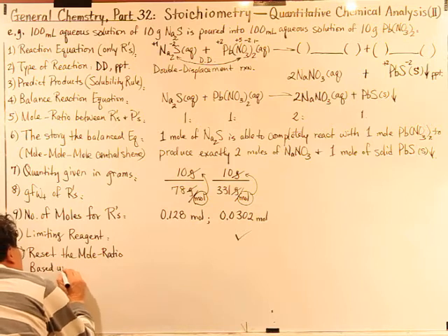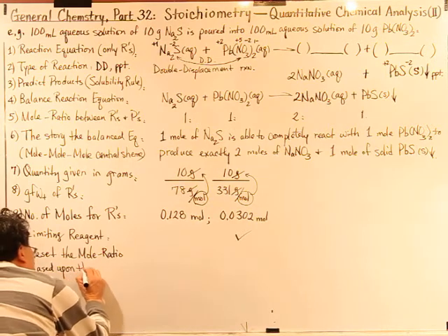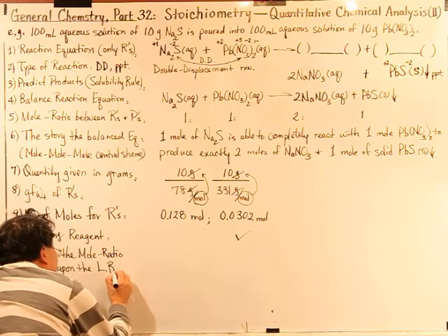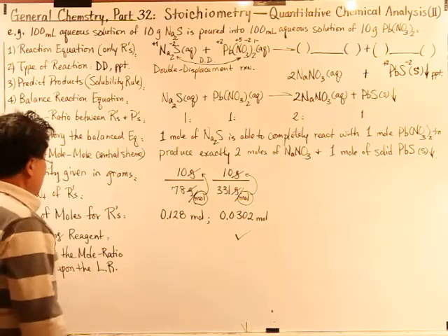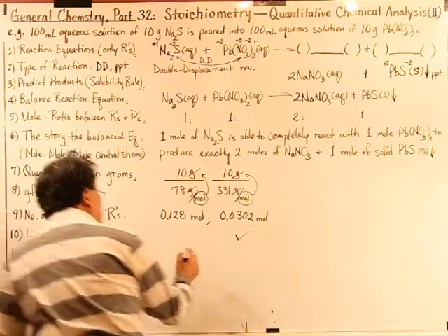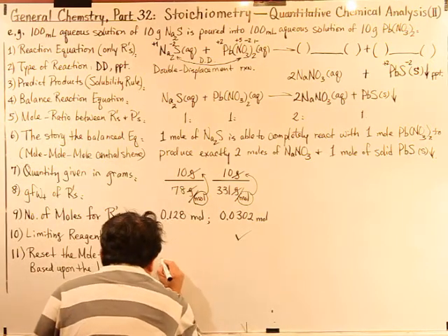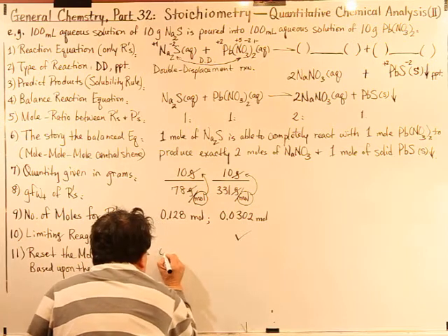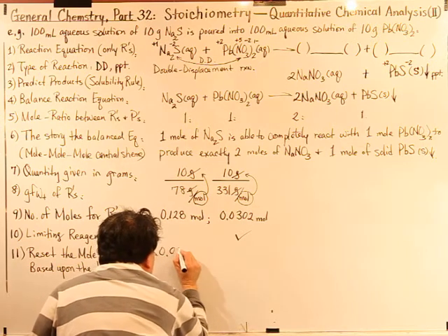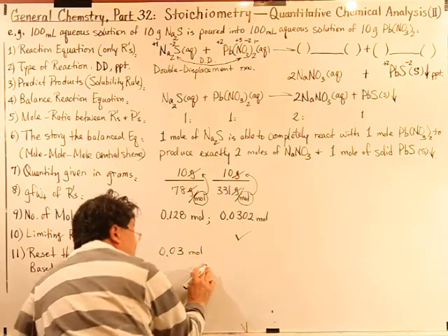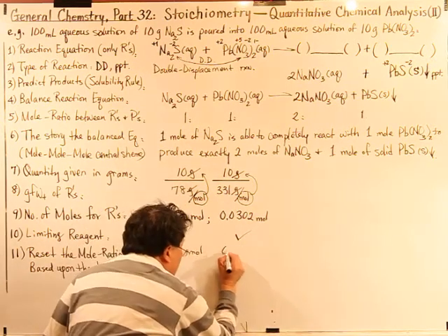Based upon the limiting reagent, right? So what is that? That is going to be 0.03. Here is going to be 0.03 as well. So 0.03 mole will be reacted with 0.03.